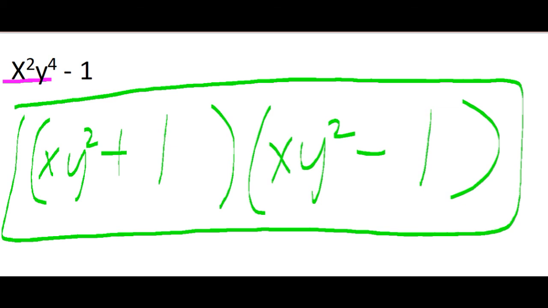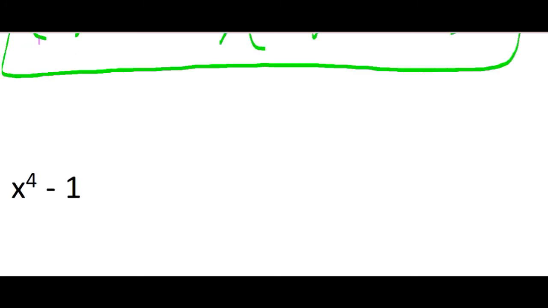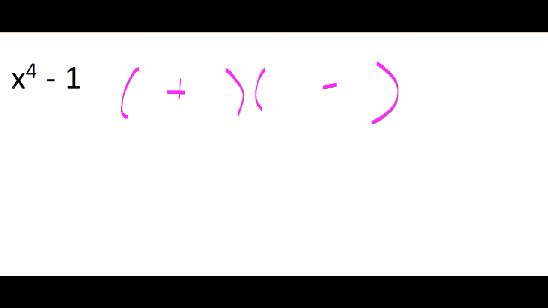Now, for my last example, I have this. 4 is an even number. Therefore, x raised to 4 ay perfect square. 1 is a perfect square. And difference yan, halatang halata naman. So, we're going to write this, plus, minus. So, the square root of x raised to 4 is x squared. Then, square root of 1 is 1.